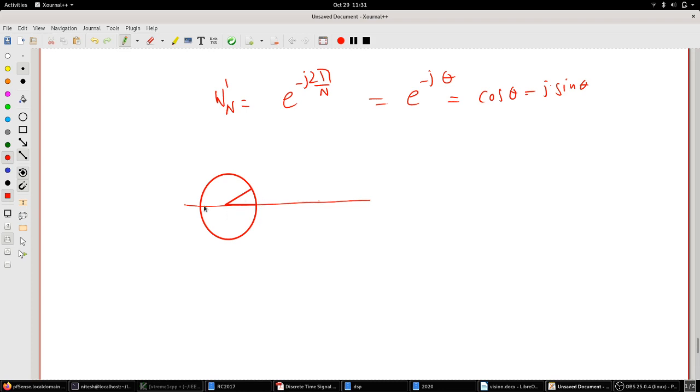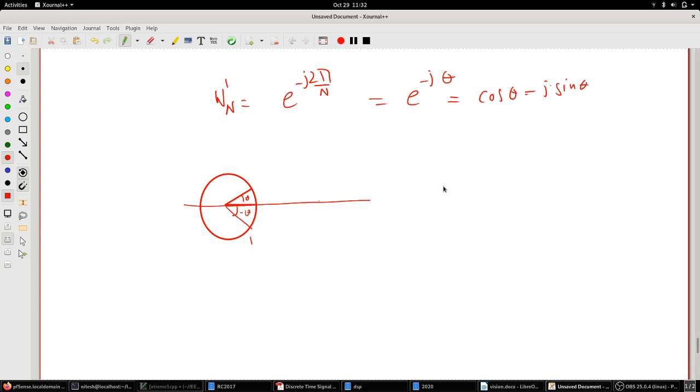So now e raised to minus j theta would look something like this. This is your theta. In the clockwise direction, this starts with minus theta. The angle is minus theta here. In the counterclockwise direction, this is your theta. Okay, so the radius of this circular plot will be 1, because the root of cos square theta plus sin square theta will be 1, and the angle it makes with this particular axis is your theta.